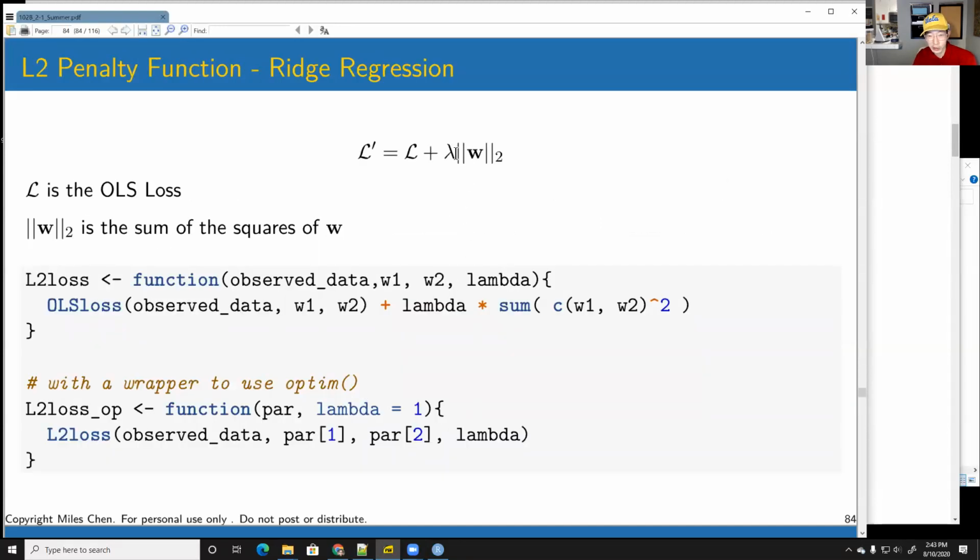For ridge regression, oh, I'm missing a squared value here. Sorry, I have a typo I need to correct. It should be lambda times the L2 norm squared. There should be a squared term here, and the L2 norm squared is the sum of squares of W. Let me jot that down, slide 84.